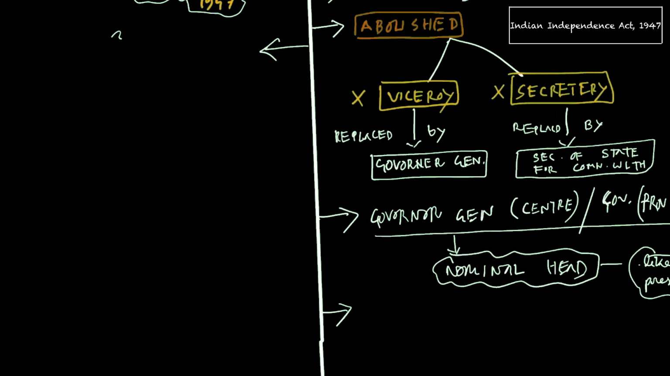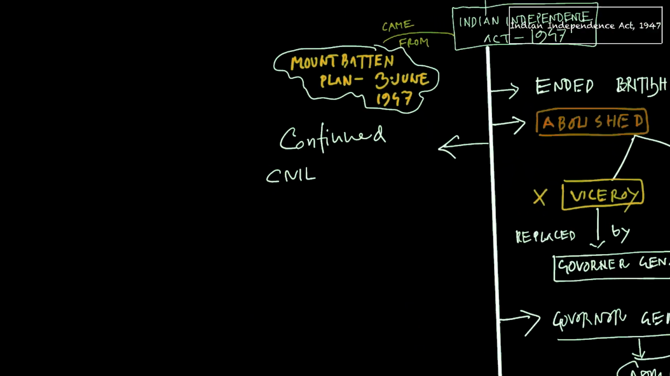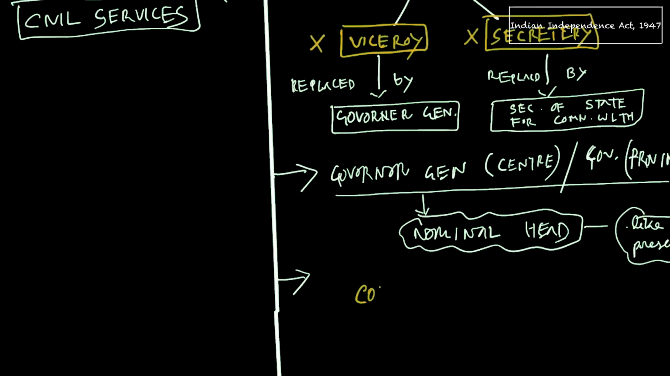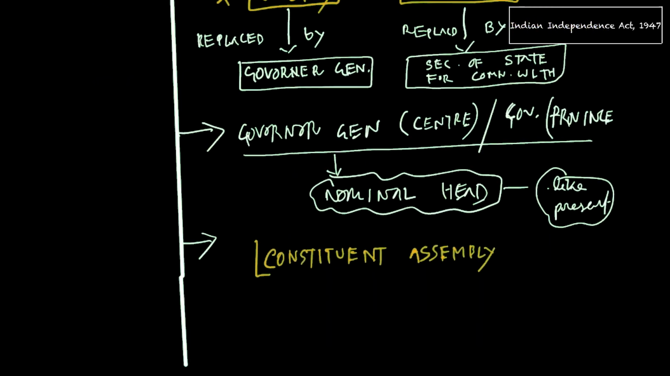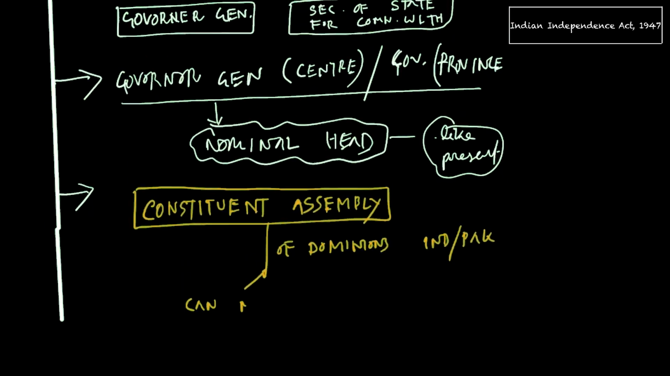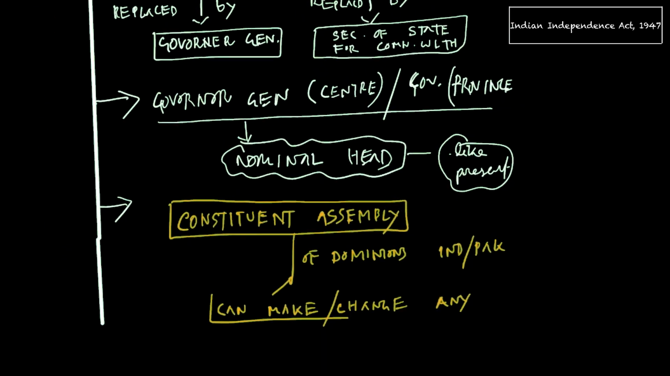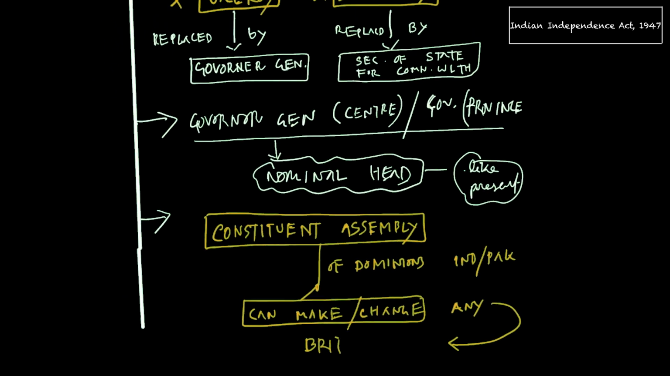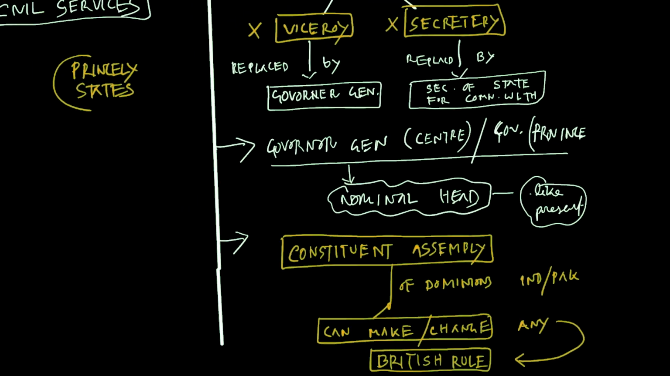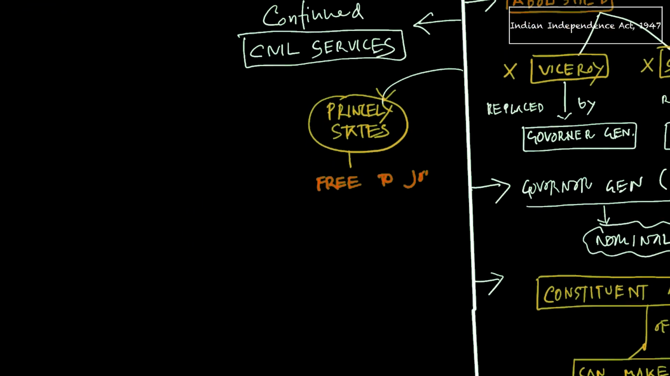It continued civil services. The Constituent Assembly of the Dominions of India and Pakistan could make any changes in the British rule and could repeal the Independence Act itself. Now the princely states at the time of independence were free to join either of India and Pakistan or could choose to remain independent.